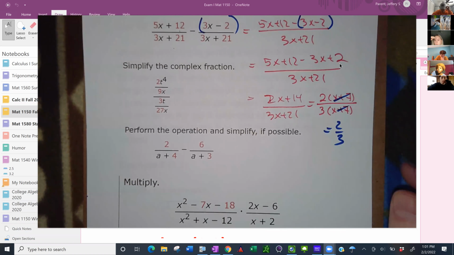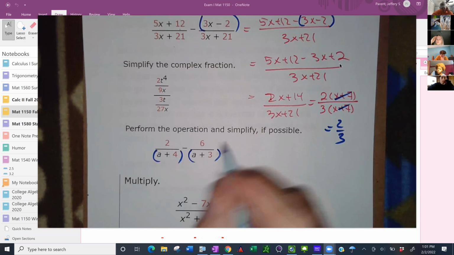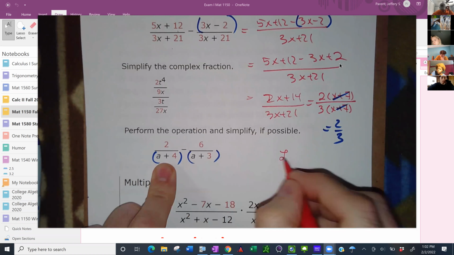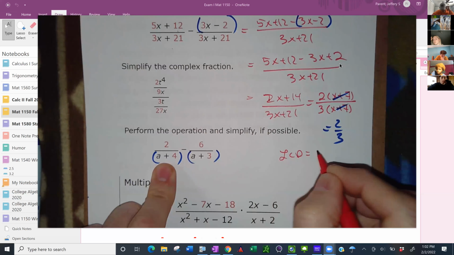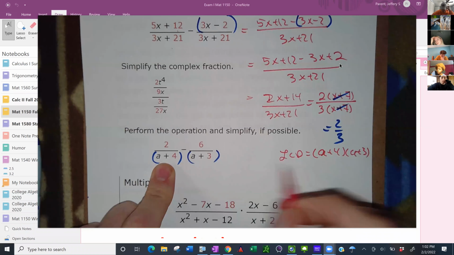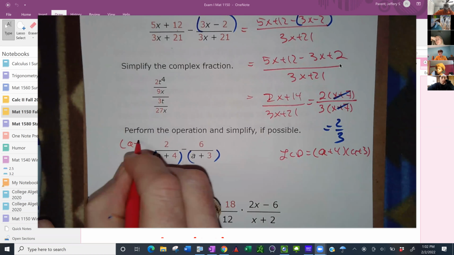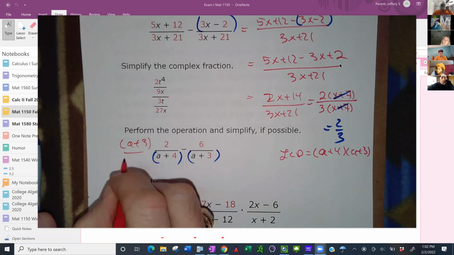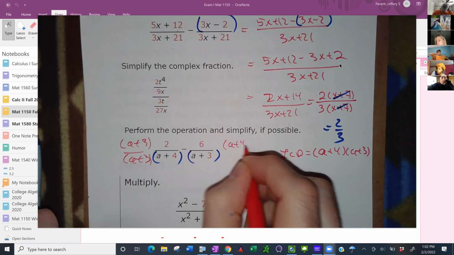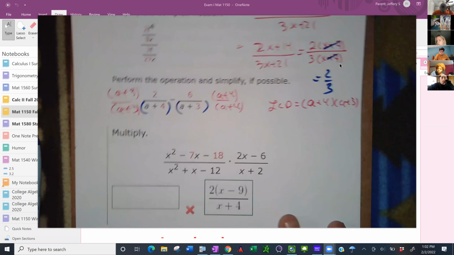For this one, you need to get the common denominator. That means our LCD is going to be a plus 4 times a plus 3, which is not a plus 12. So you multiply this by a plus 3 over a plus 3, and this by a plus 4 over a plus 4. I've kind of gone over my usual allotted time, so I'm kind of hurrying up a little bit.